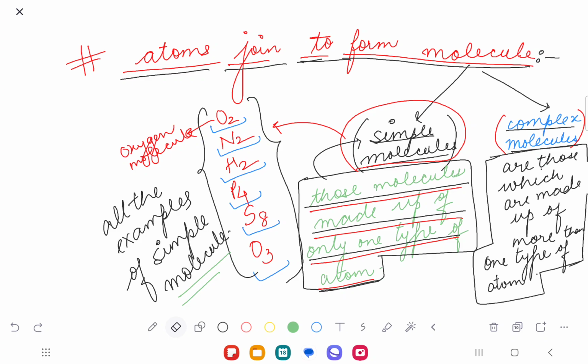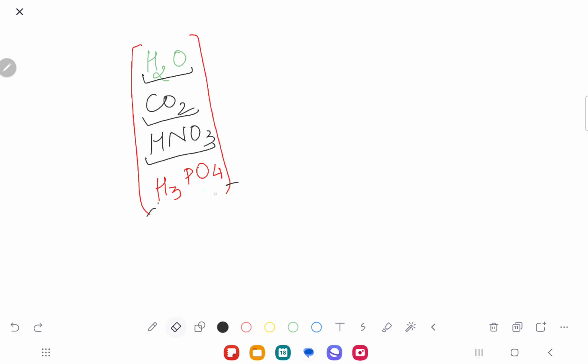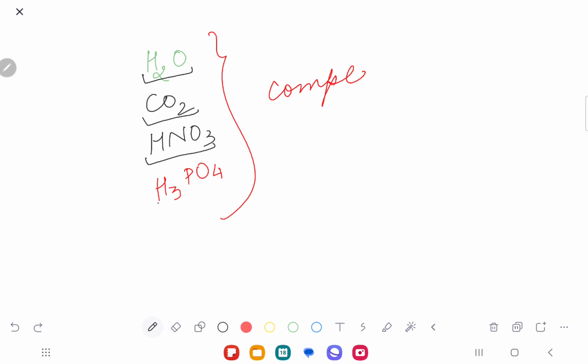All right. Molecule. And any molecule, let's suppose H2O, CO2, HNO3, H3PO4. All these molecules are nothing but what? You tell me. These are complex molecules, because they are made up of different types of atoms.